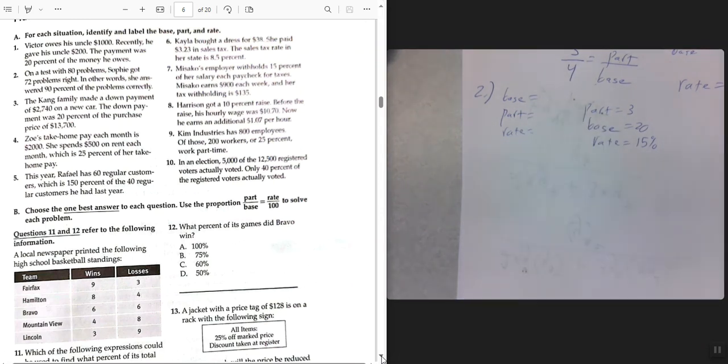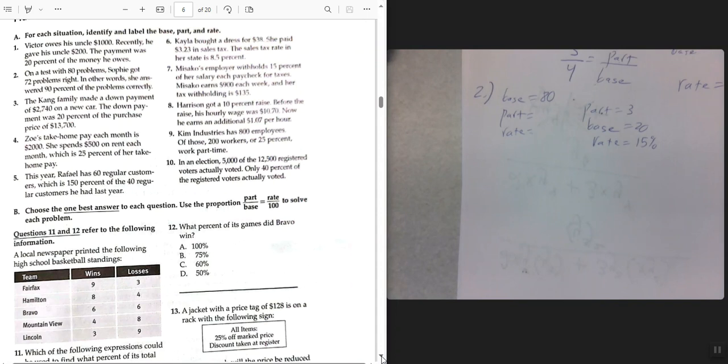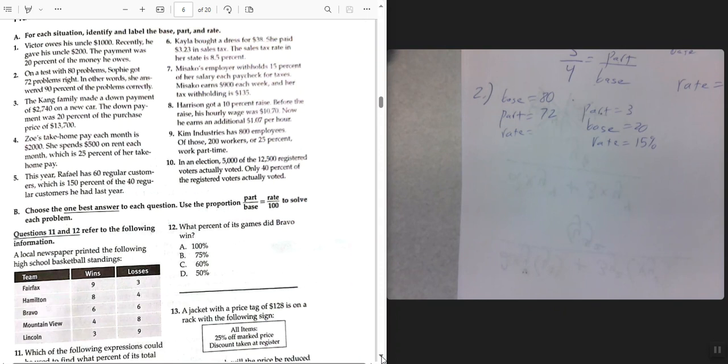It says on a test with 80 problems, Sophie got 72 problems right. In other words, she answered 90% of the problems correctly. So what we would do is we'll write our base, they say part, and then the rate. Now our base here is the total amount of problems that we have, which would be 80. The part is the part she got correct, which was 72. And then finally, the rate is the percent, which is 90%.